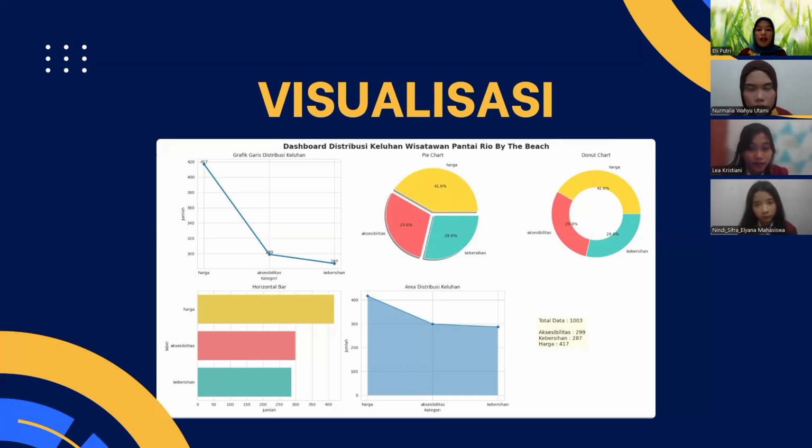41.6%. This is followed by accessibility with 29.8% and cleanliness with 28.6%. From all the charts, line, pie and bar, we can clearly see that price is the most dominant problem. There is a significant gap between price and the other two categories. This means that tourists are more sensitive to pricing compared to accessibility and cleanliness.